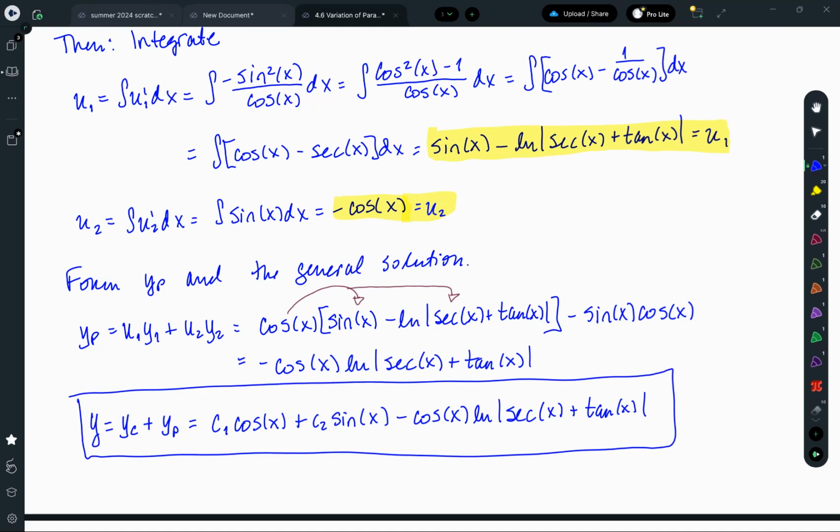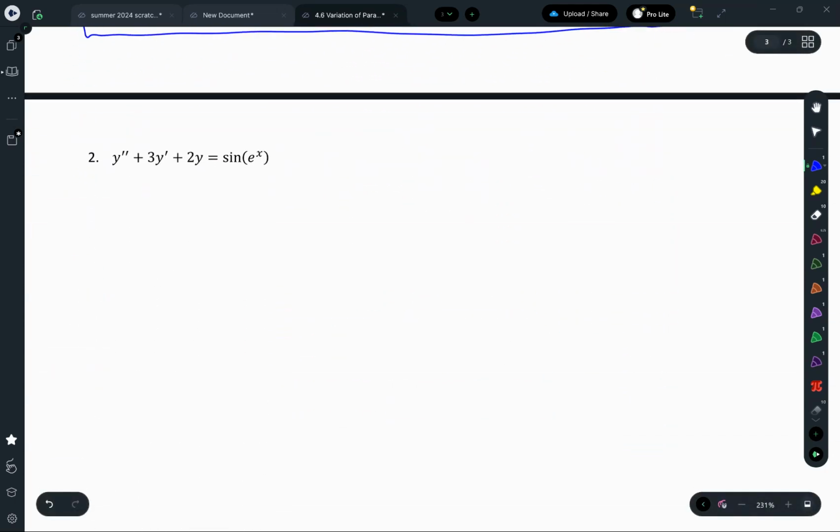All right, let's try one more. In this next one, we have y double prime plus 3y prime plus 2y is equal to sine of e to the x. So we've dealt with sine of x, and that was fine to use the method of undetermined coefficients. The reason why this one is not fine is that it's sine of e to the x. The first derivative would be e to the x cosine of e to the x, and the second derivative would be horrible. It'd be a product rule with a chain rule inside of it too. So variation of parameters is really the only way to go for this problem.